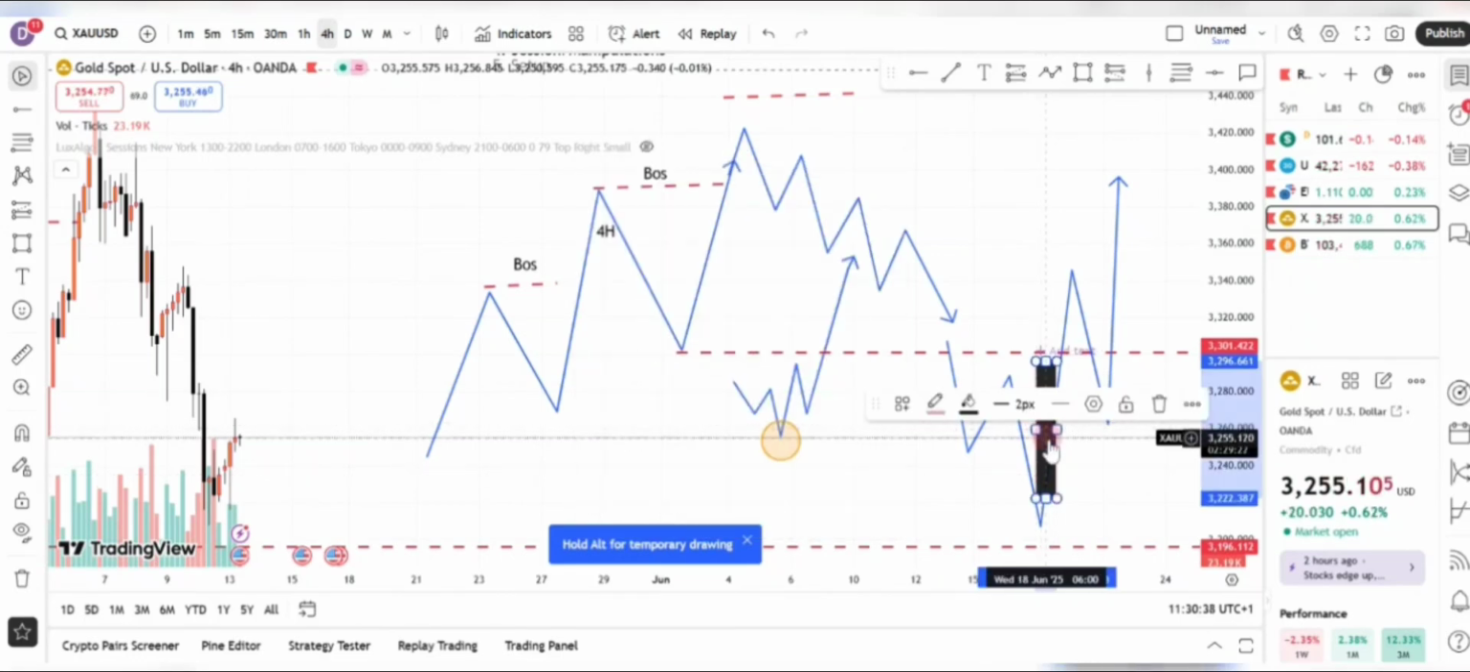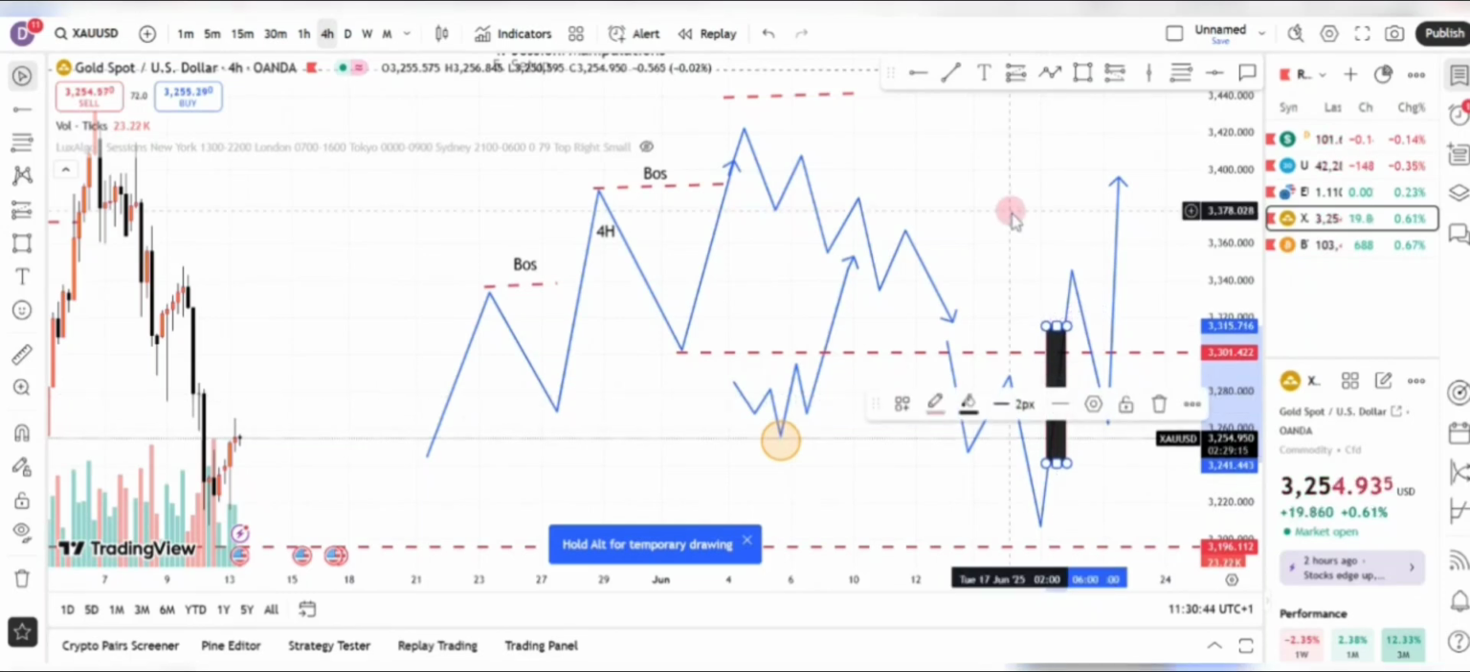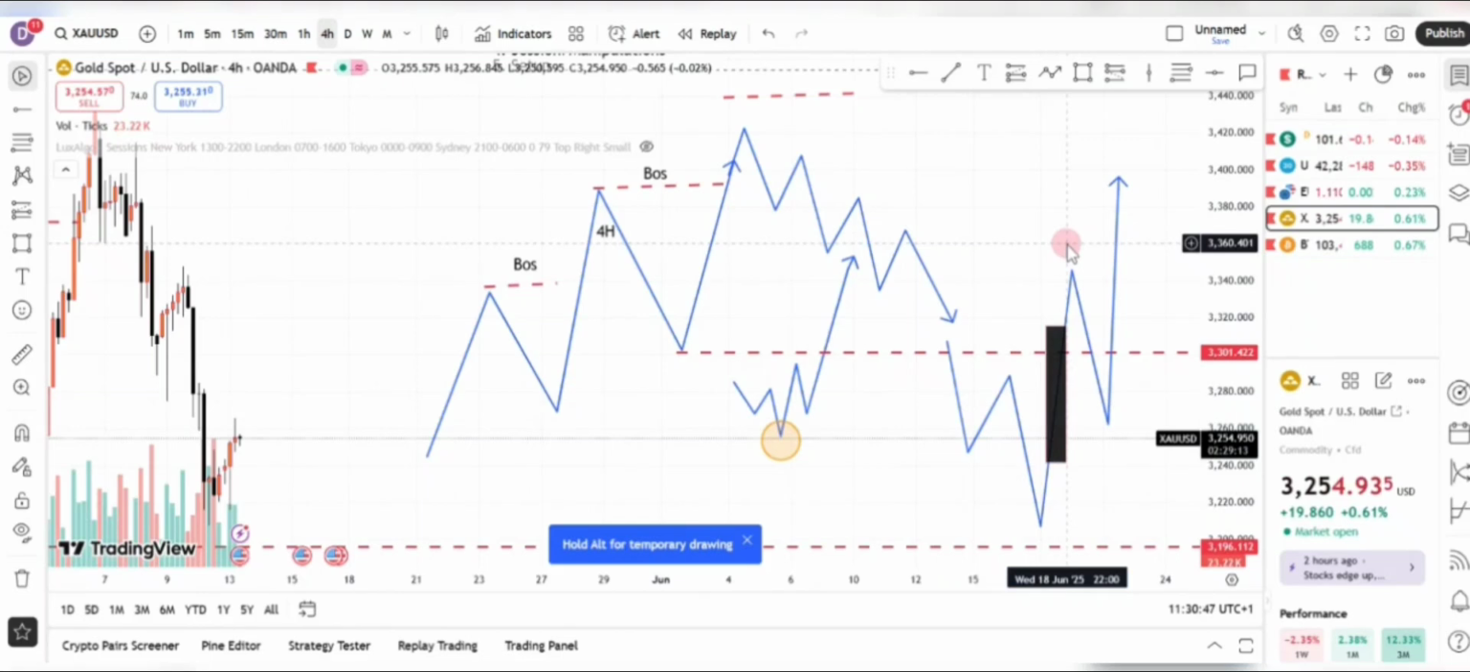Okay, observe this candle. Good. So at first, this is the last low. Pay attention. This is the last low high that created a new low. Not on the 1 minute chart, not on the 5 minutes chart, not on the 15 minutes chart, not on the 1 hour chart, but on the 4 hours chart.